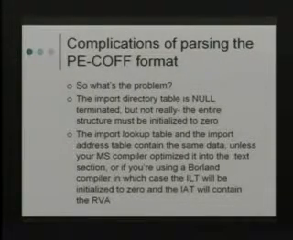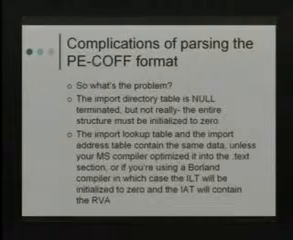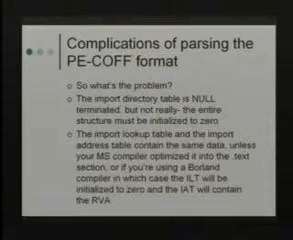Anyways, getting back to the problem, as I said, it's not necessarily null terminated like the specification says, so I have to test to make sure the entire structure is empty. Also, even though the specification says the IAT and the ILT are supposed to be the same thing, they're not necessarily the same. Microsoft compilers will optimize it and stick a lot of this data in the text segment. And then Borland will take the ILT and initialize it to 0, and the IAT will contain the RVA. So we actually have to check both and deal with these circumstances. Otherwise, we end up with incorrect data.